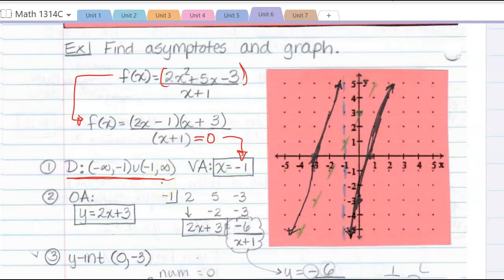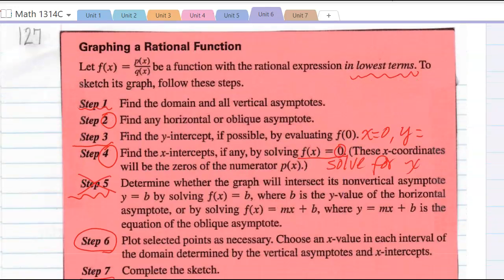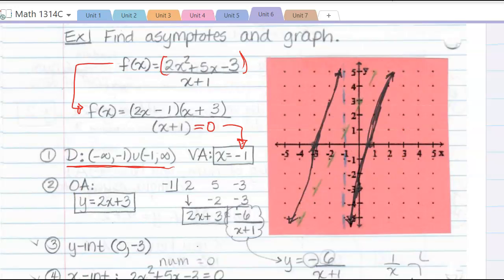The second thing we need to do is find our horizontal or oblique asymptotes. So let's take a look at finding the degree of the polynomial at the top. That degree is going to be 2. We find the degree of the polynomial at the bottom. That's a degree of 1. And we can see that we have top-heavy. If it's top-heavy, that means that it will be an oblique asymptote.